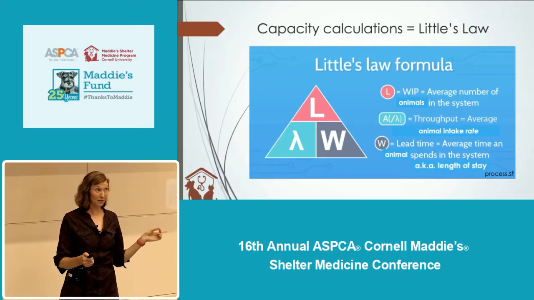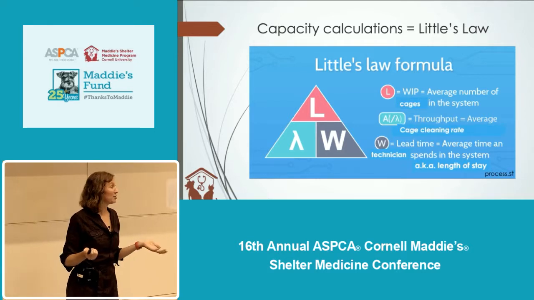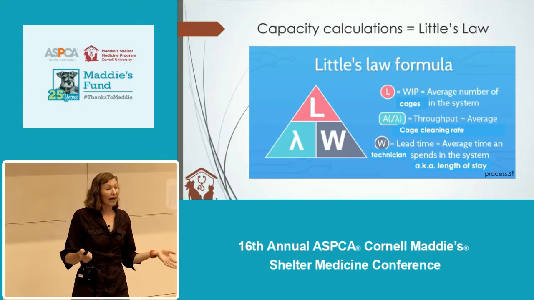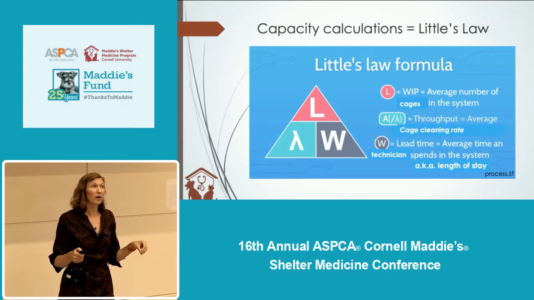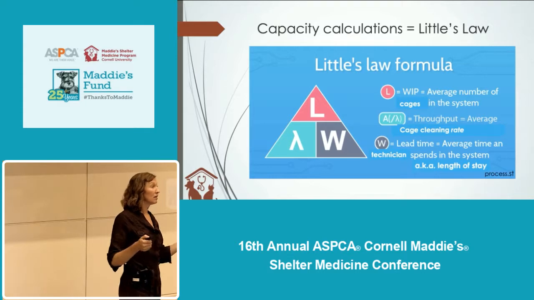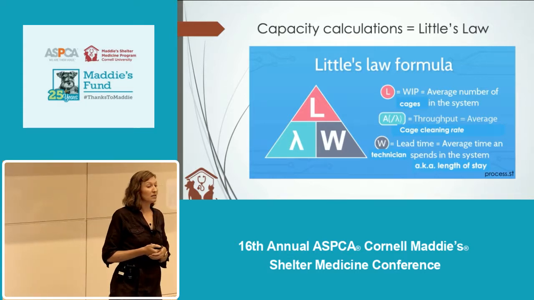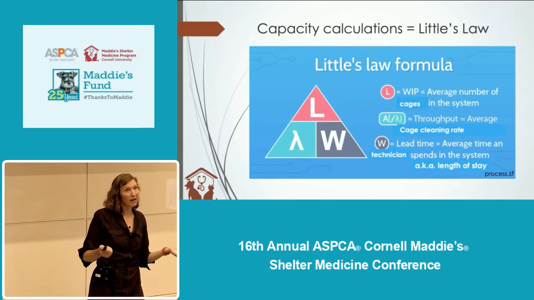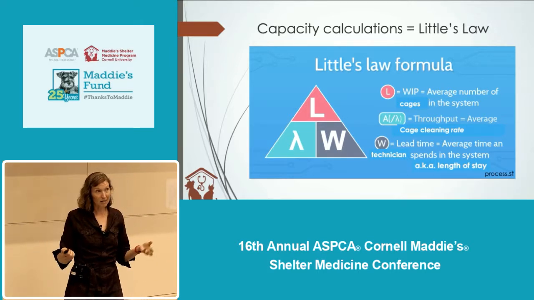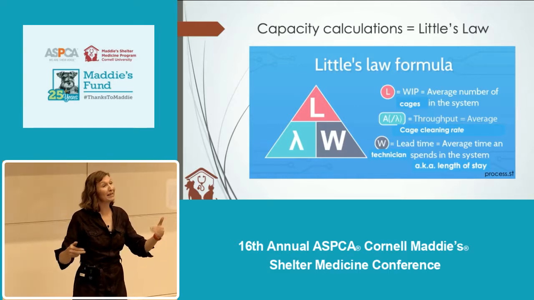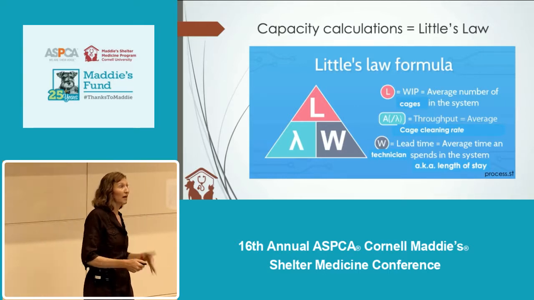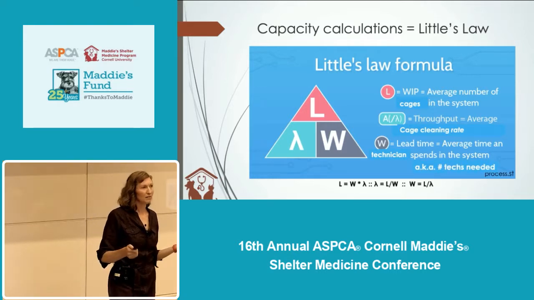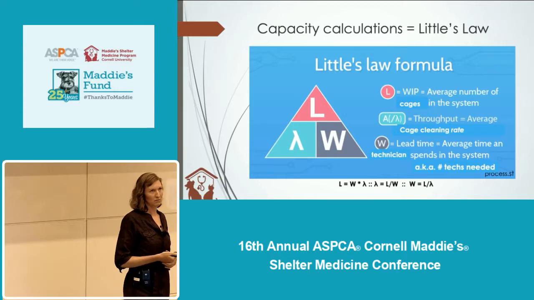But I can do this with different things in the shelter too. So I can make this cages and cleaning. So I can do an average number of cages in my shelter and the time that it takes for my staff to clean those cages, that's a rate. And that's going to be the average time that the technician spends cleaning. So if I have a certain number of cages, I need to know how many people I need to clean them in a certain amount of time. I can use this equation to do that. Number of techs needed. Here are all the derivations if you want them. It's just algebra. You guys all did that in high school.